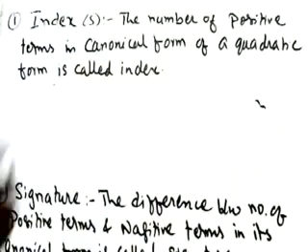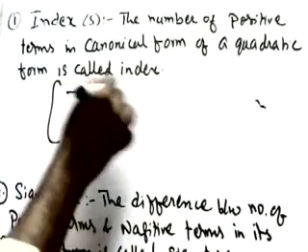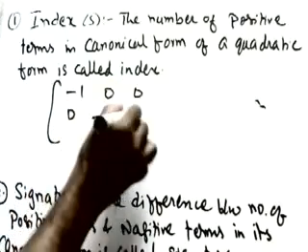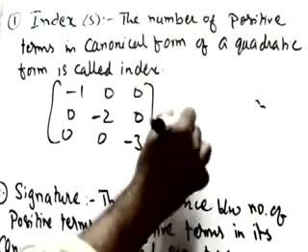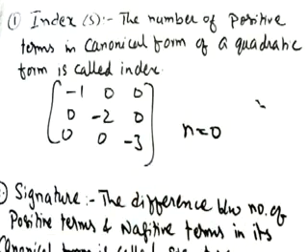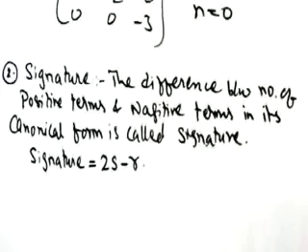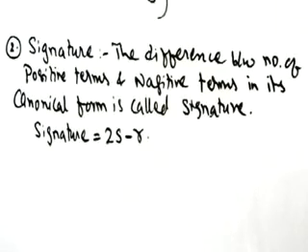One more example. Suppose you have this: minus 1 0 0, 0 minus 2 0, 0 0 minus 3. So all are negative, so the index will be 0. So index means the number of positive terms.